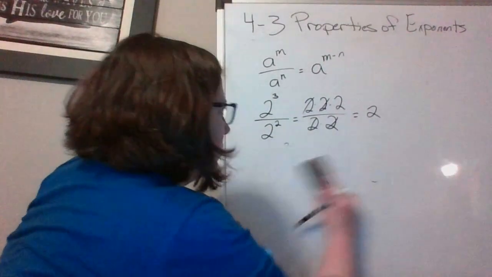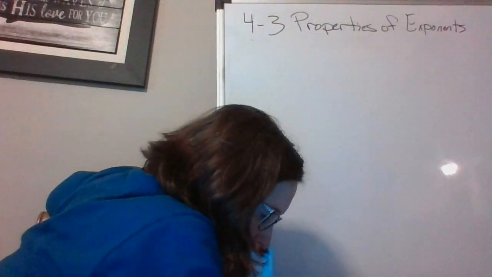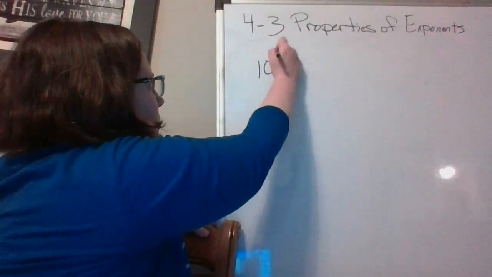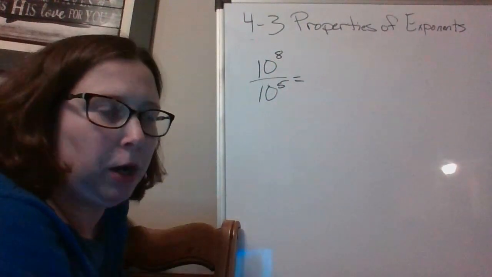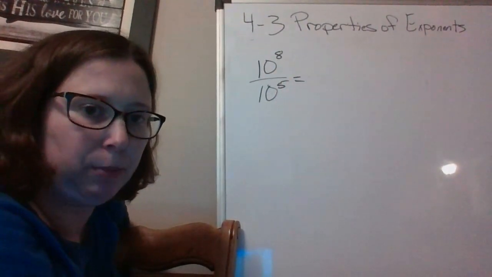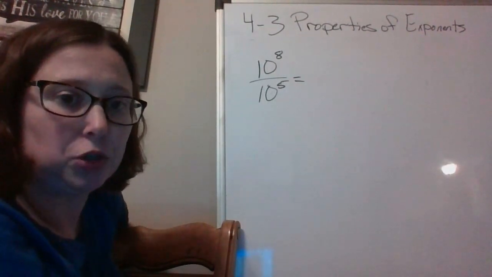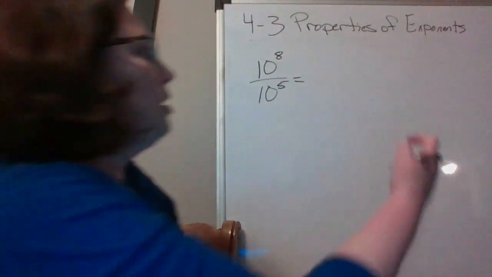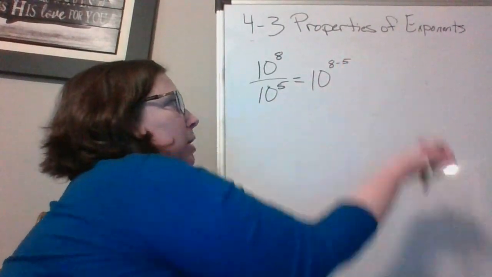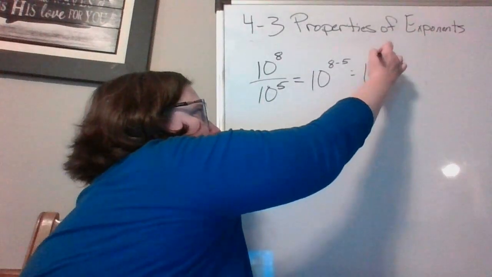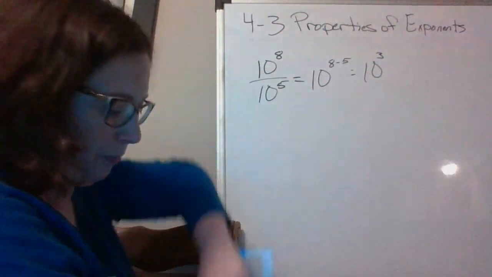Now on to some division examples here. So say we have 10 to the 8th power over 10 to the 5th power. When you do these problems, you don't actually have to get a standard form answer. You're going to be asked to get an answer in exponential form, which means you should still have an exponent in your answer. So we are simply going to take our base, take our top exponent minus our bottom exponent, and get our exponential form answer, which is 10 cubed here.